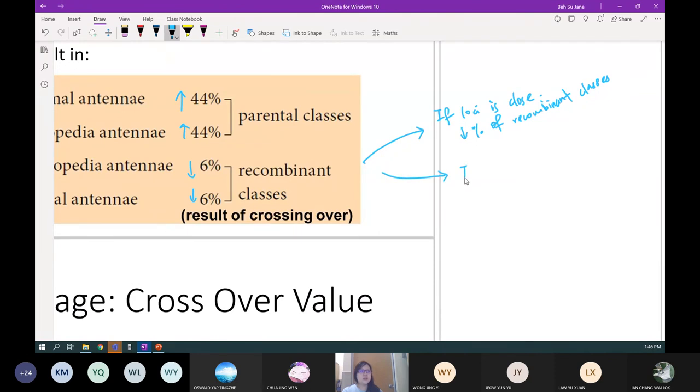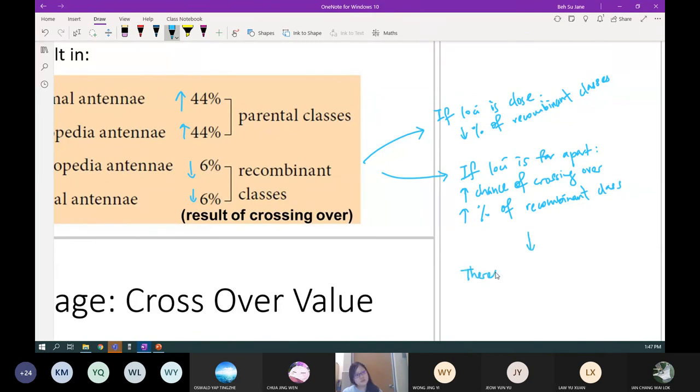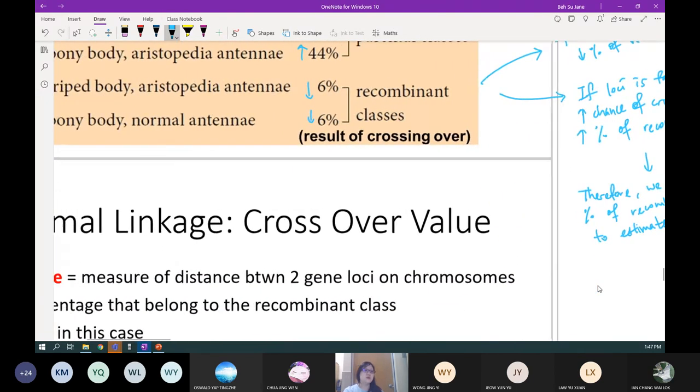Okay, if the loci, on the other hand, are far apart, then you would expect a very high chance of crossing over. High chance of crossing over. And therefore, what do we expect? A high percentage of recombinant classes. And therefore, we can use the percentage of recombinant classes in order to estimate distance, right? And this value we calculate is called the crossover value.